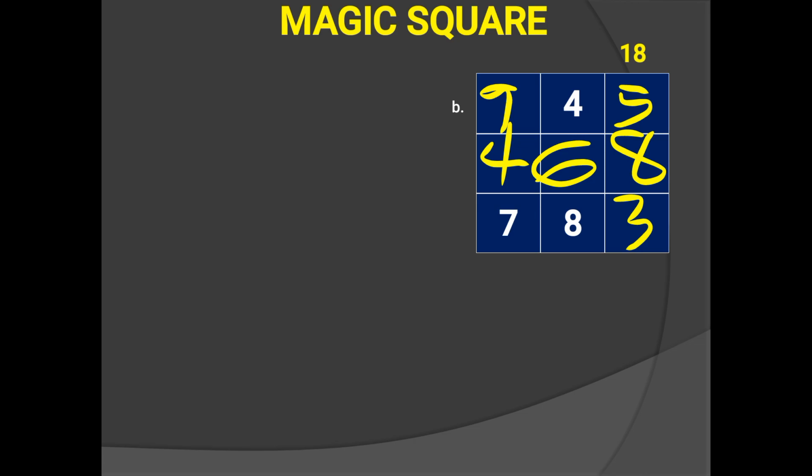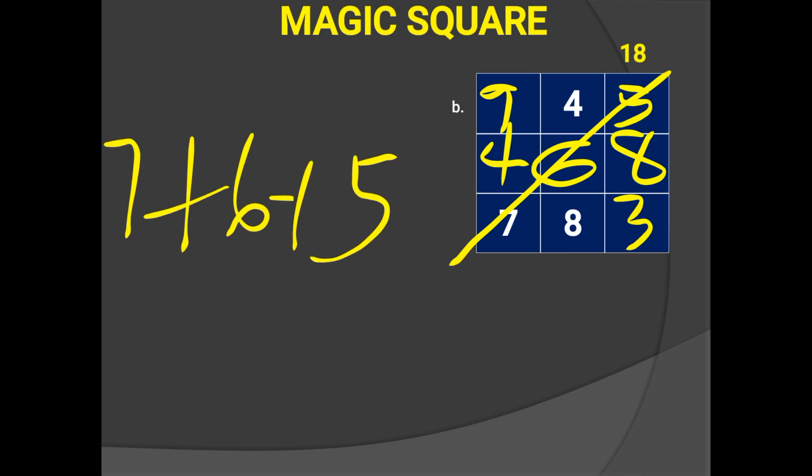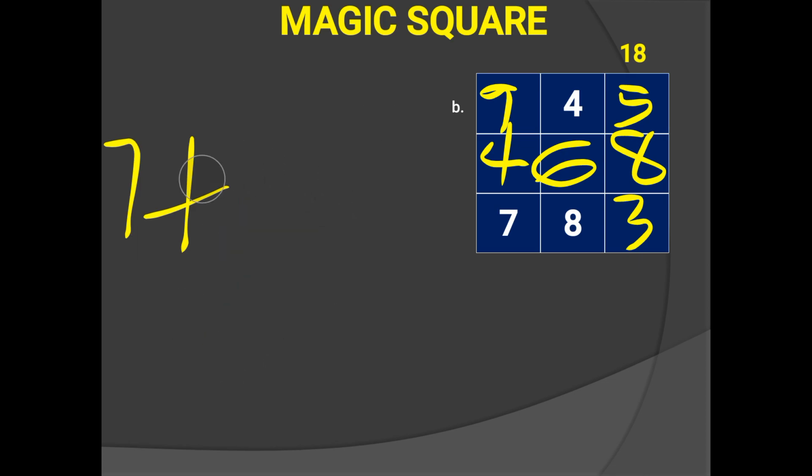It's complete. Let's see if that will also give us 18. 7 plus 6 plus 5. Okay, 7 plus 6 is what? 13. 13 plus 5 is 18. So that is also correct. That is also correct. All right.